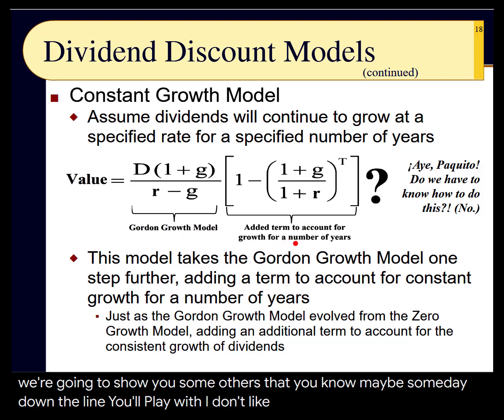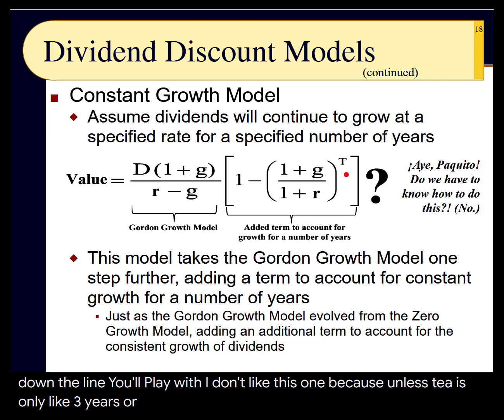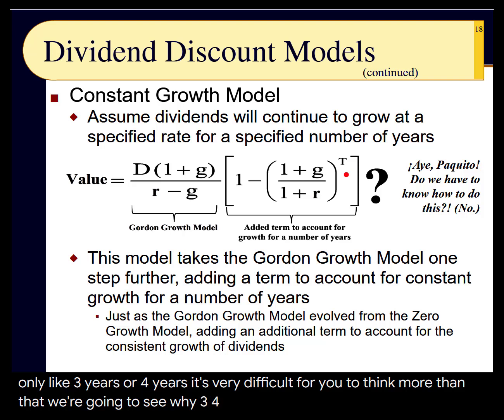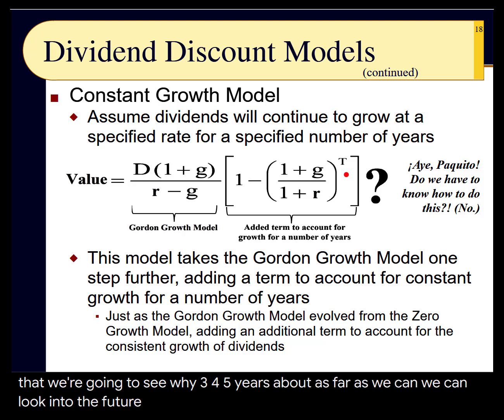I don't like this one because unless T is only like 3 years or 4 years, it's very difficult for you to think more than that. And we're going to see why. 3, 4, 5 years, about as far as we can look into the future.